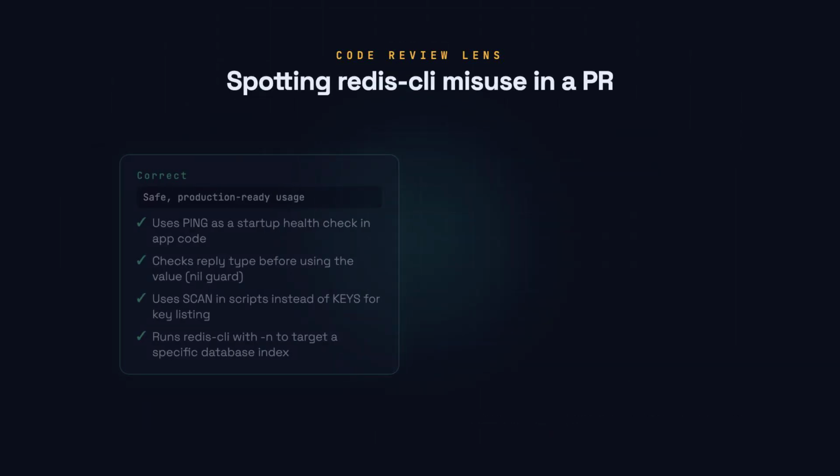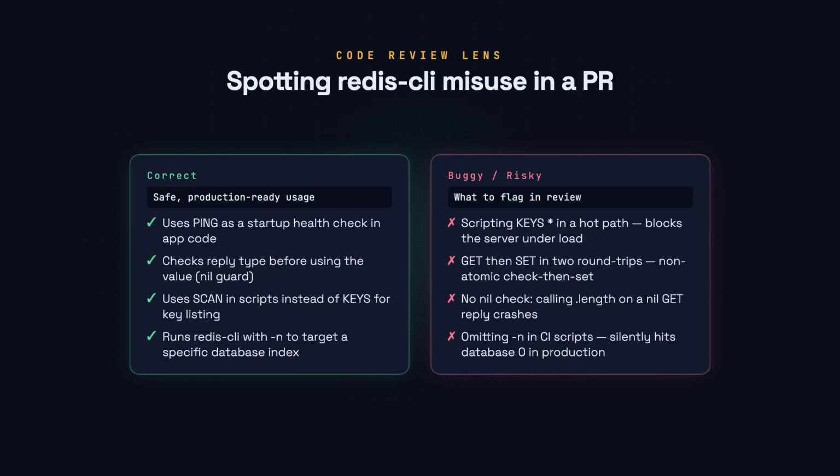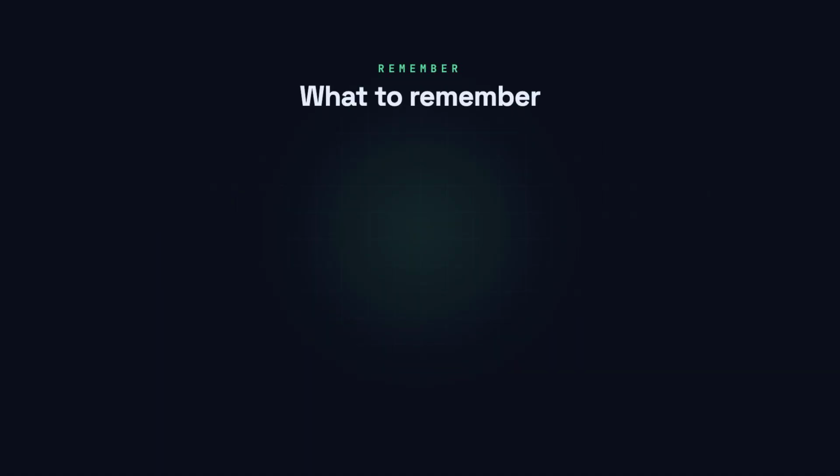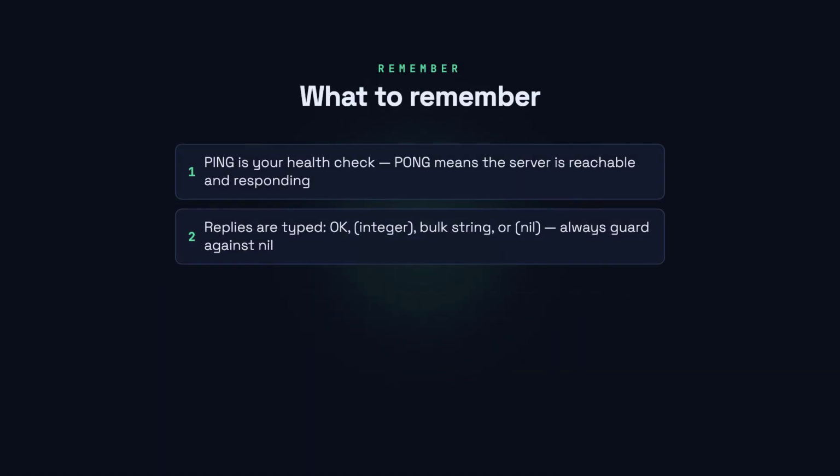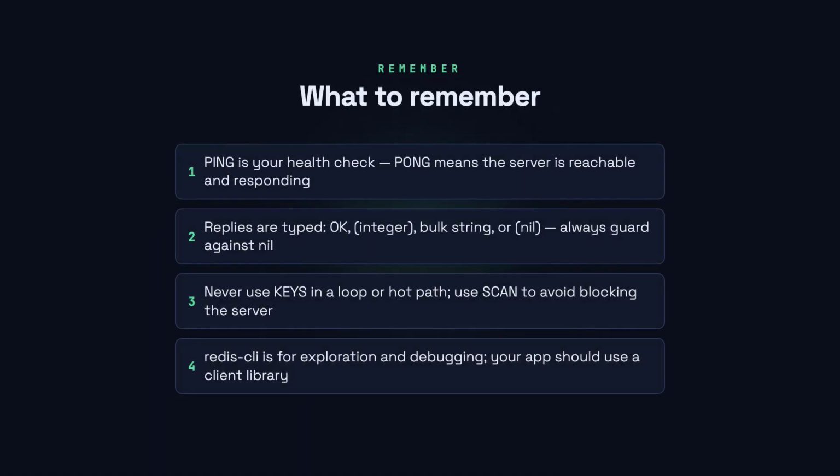When you review a PR that shells out to redis-cli or mimics its command flow, look for keys in any loop: bare get then set pairs with no atomicity, missing nil guards, and scripts that forget to specify the database with the -n flag. Remember, ping for health, nil guards on every get, and scan instead of keys in any script.